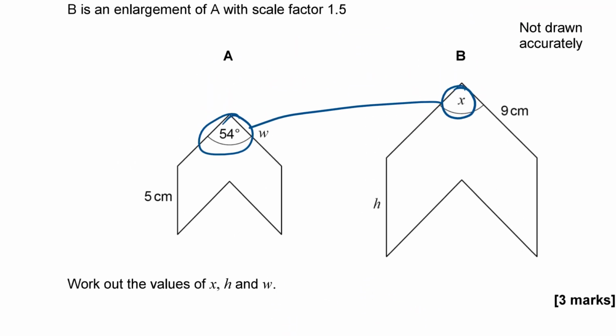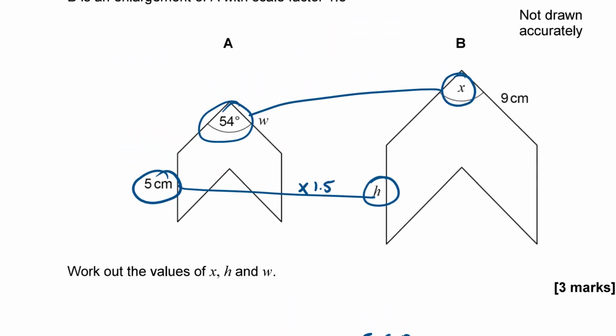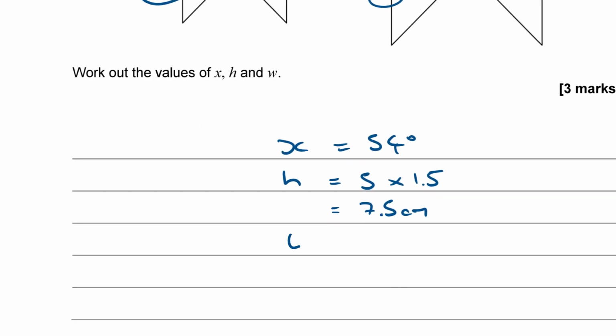Okay, now my 5 centimeter one matches up with my H, and our scale factor we're told is 1.5. So then H is going to be 5 times 1.5, which is 7.5 centimeters. Okay, and then finally, what have I got? I've got W here and 9 here. So if I timesed W by 1.5, I'd get 9. So then W is going to be 9 divided by 1.5, isn't it? So W equals 9 divided by 1.5.